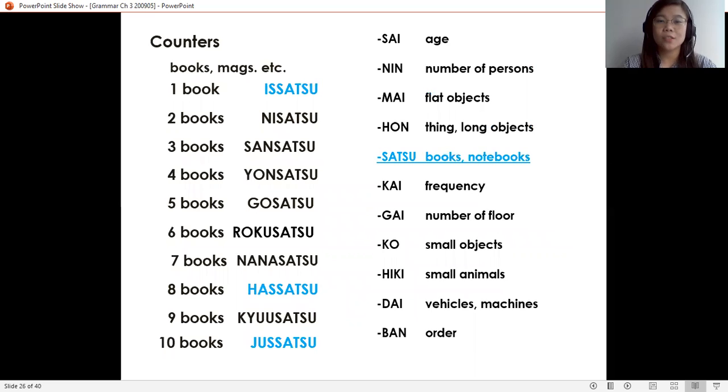Okay, so next let's go to satsu for your books, notebooks, magazines, etc. So we have special sounds for 1, 8, and then 10. Okay, so first we have issatsu, then for 8, hassatsu, and then 10, jussatsu. So again, please take note of the ones that have special pronunciations. And let's try to utter the counters. So issatsu, nisatsu, sansatsu, yonsatsu, gosatsu, rokusatsu, nanasatsu, hassatsu, kyusatsu, and jussatsu. Okay?